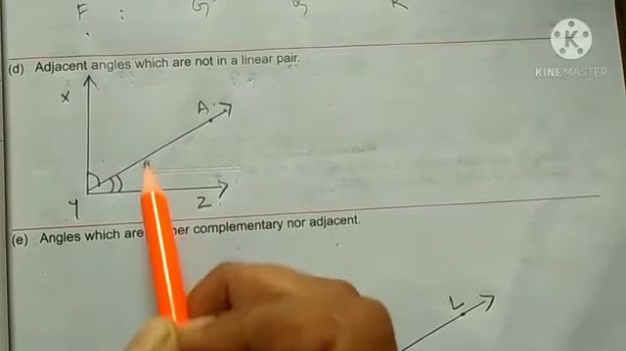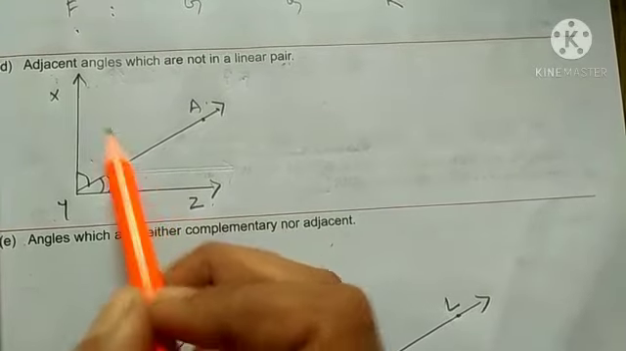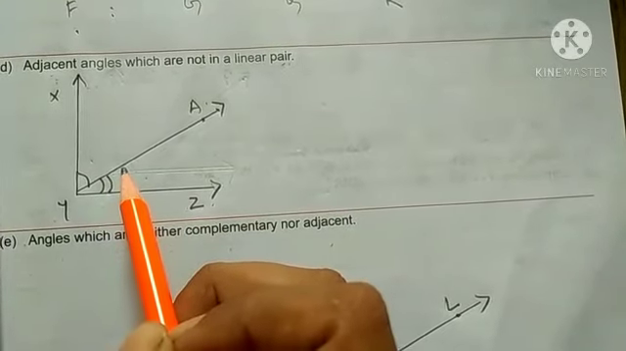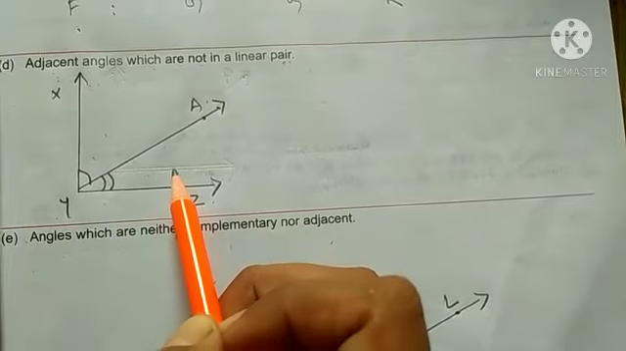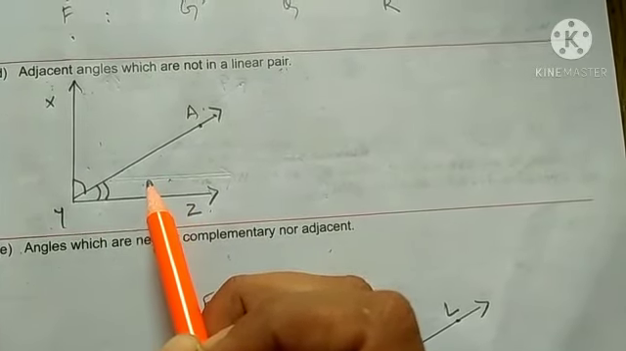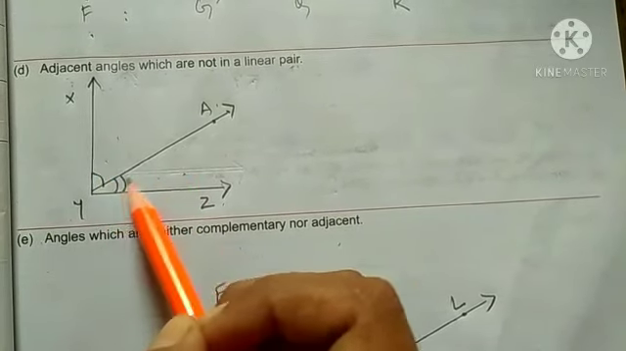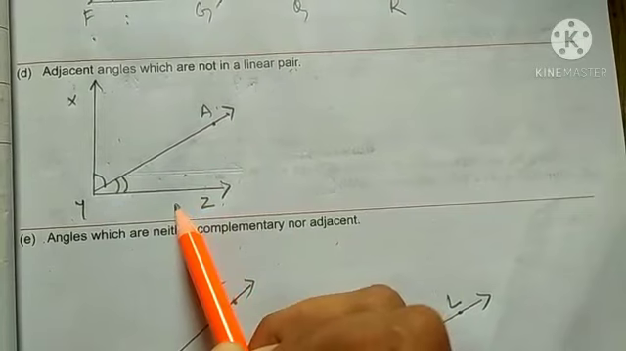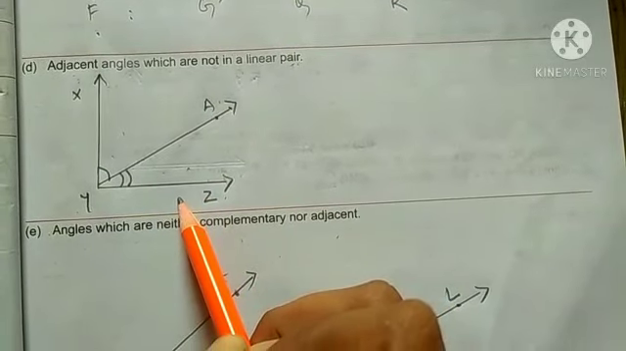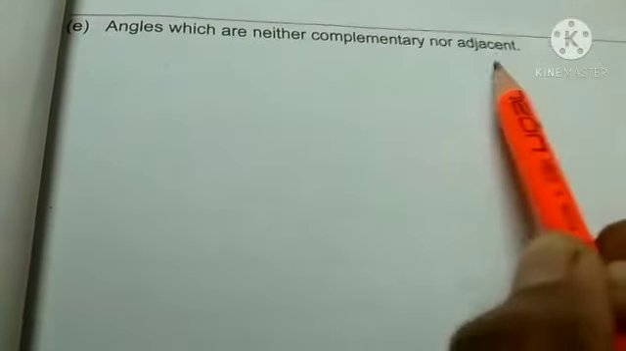Clear? This angle is not your linear pair. For a linear pair we need 180 degrees. This angle forms what? One is of 60, another one is of 30. So this angle will form your 90 degree angle, means this is your complementary. Clear? So you have to draw the adjacent angle in such a way that the angle should not be a linear pair. Understood students?